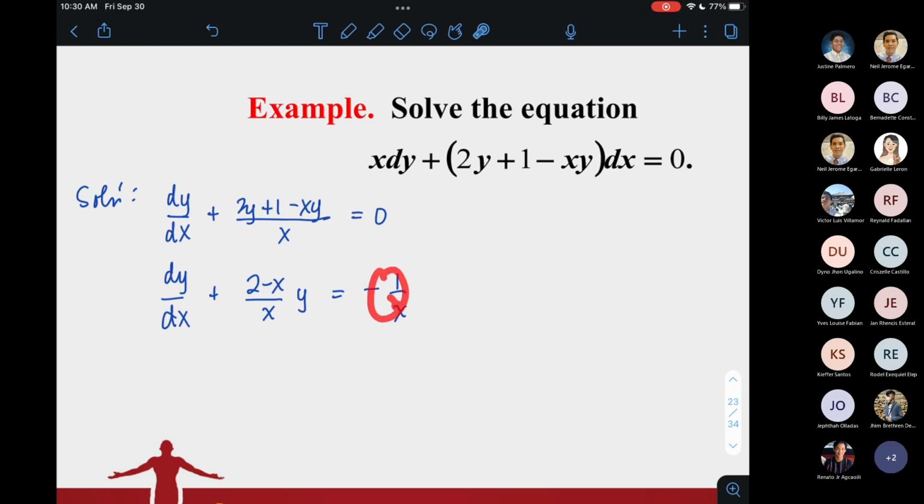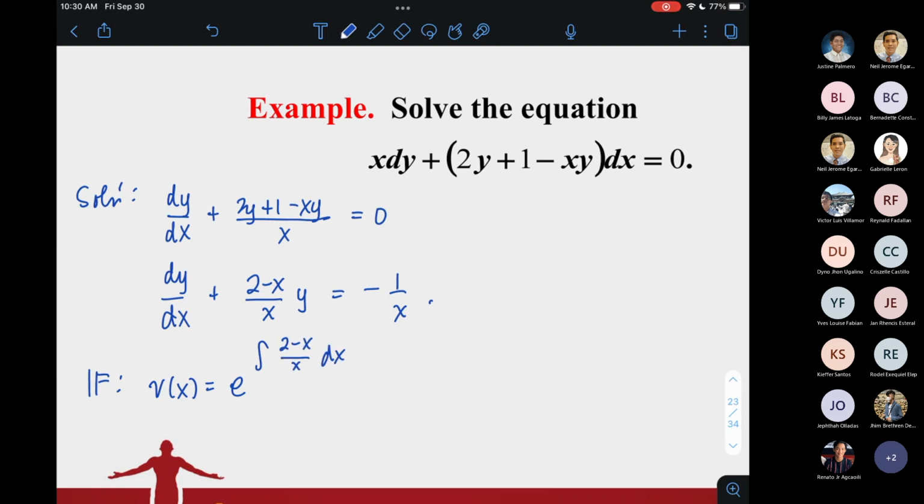Pero remember sa standard form natin, dapat q of x lang siya, a function purely of the variable x. So at least now, all of the criteria na kailangan natin for the solution by integrating factor is met. So now we can compute for the integrating factor. So the integrating factor is v of x, which is e to the integral of the multiplier to y. And that is 2 minus x all over x dx.